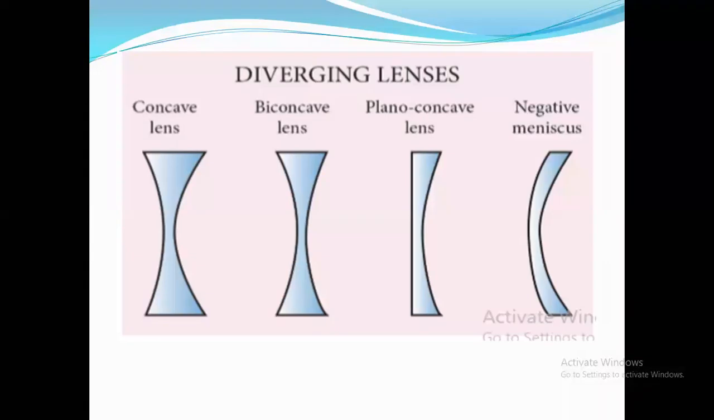Diverging means this diverges the rays. When the rays fall on that lens, it will diverge the rays. Understand? So these are diverging lenses. Here, the first one is the concave lens.